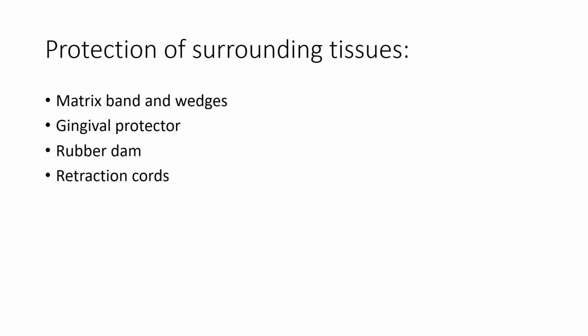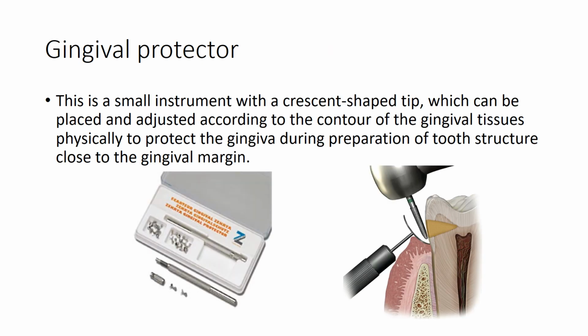Now coming to the protection of the surrounding gingival tissues when preparing the abutment teeth. For this we can use matrix bands, wedges, a gingival protector, rubber dams, and retraction cords, various mechanical forms of protection. So this is a gingival protector. Basically it has a handle similar to a mouth mirror with a ball socket at the end, and a shield, something like your matrix band, at the tip.